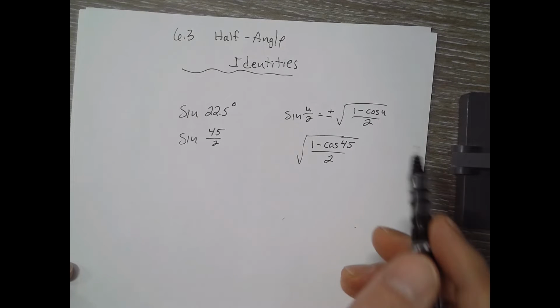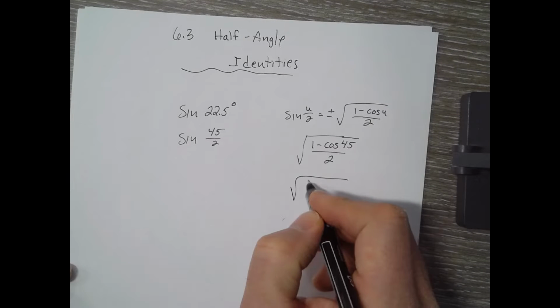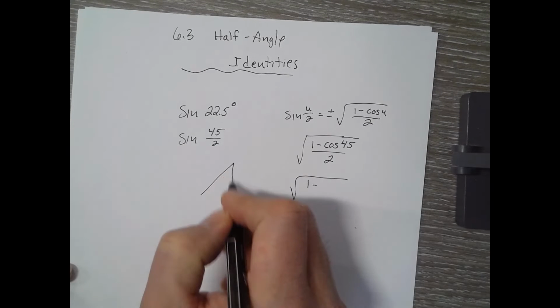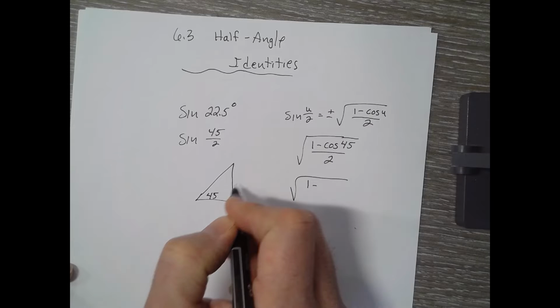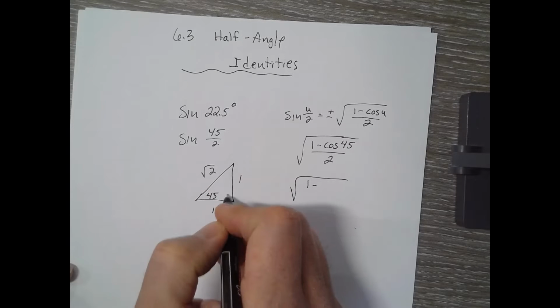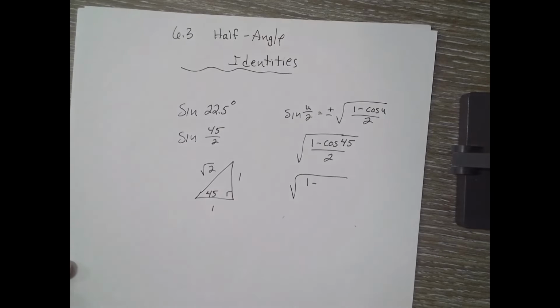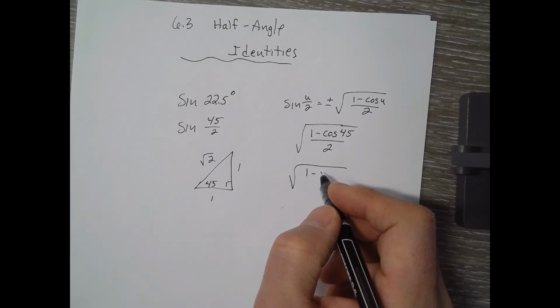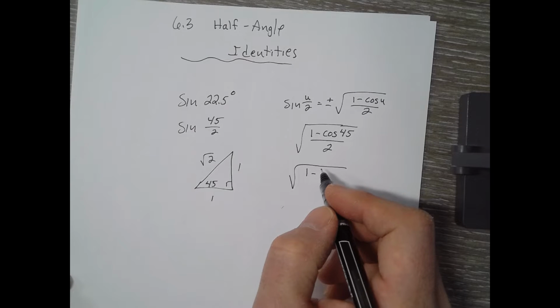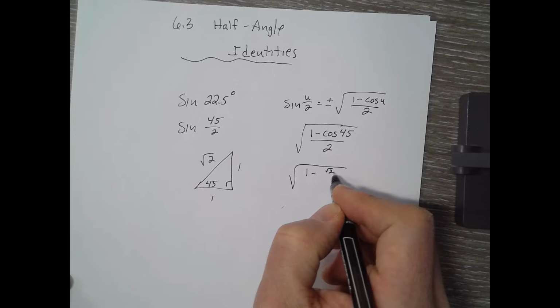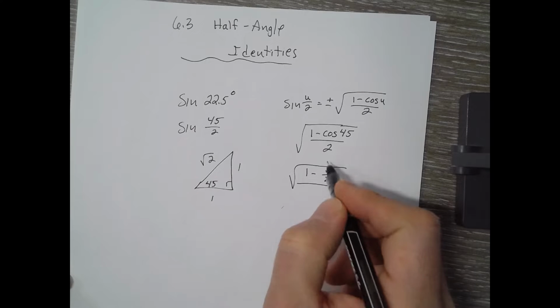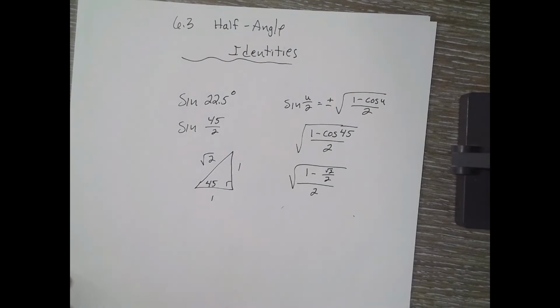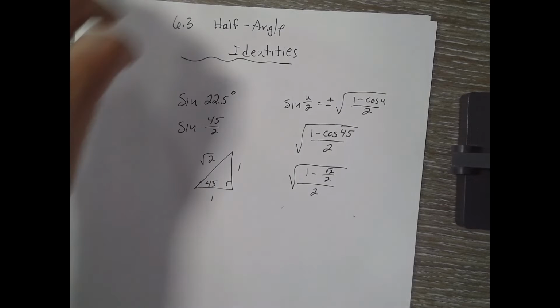Alright, so cosine of 45 is, well, what's the cosine of 45? 1 over square root of 2. Good. And it's better to choose square root of 2 over 2 when we're trying to find the exact answer, because we've already rationalized that denominator. Okay, so our next step is complete.